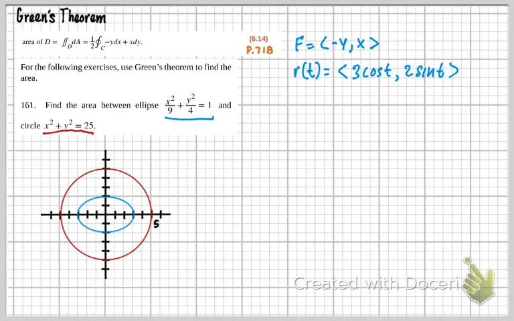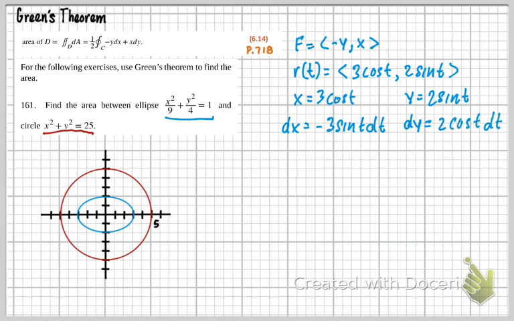And essentially now all I need is my x equals 3 cosine t. And my dx then is going to equal -3 sine of t dt. And then for my y equals 2 sine of t, so then my dy is going to equal 2 cosine of t dt. So in essence, all we're going to do is just plug in all these components now.